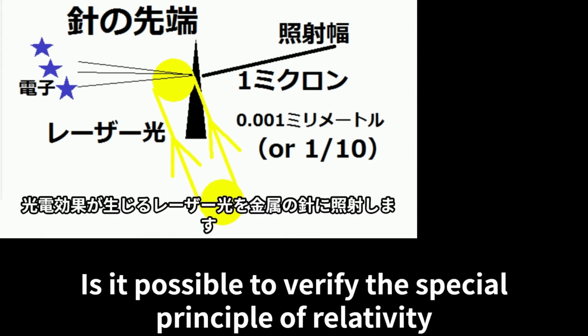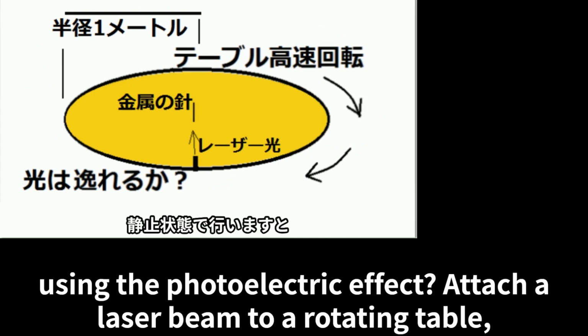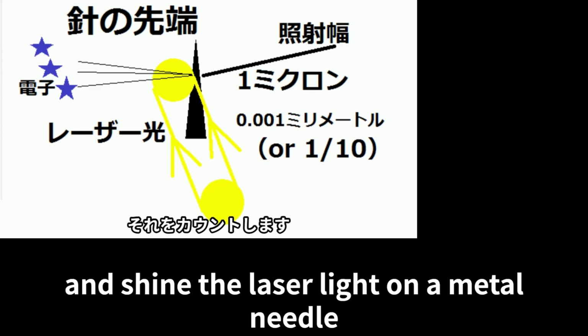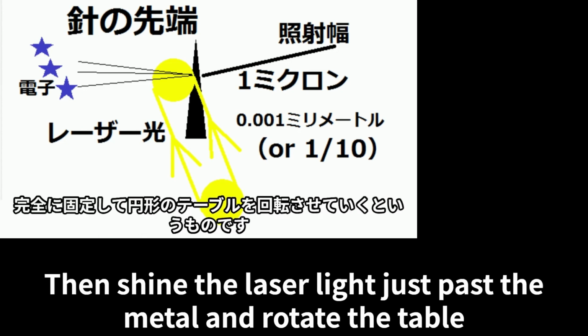Is it possible to verify the special principle of relativity using the photoelectric effect? Attach a laser beam to a rotating table, and shine the laser light on a metal needle. If it is stationary, electrons will fly out. Then shine the laser light just past the metal and rotate the table.